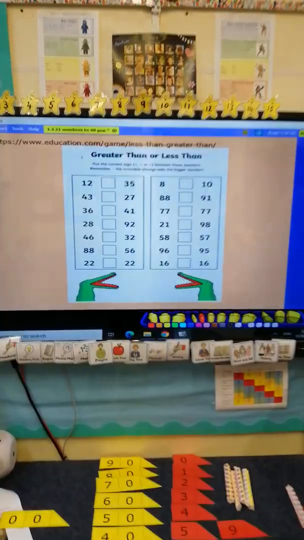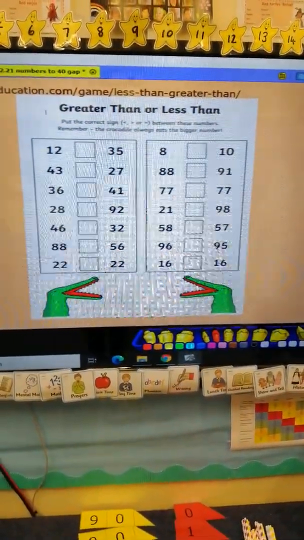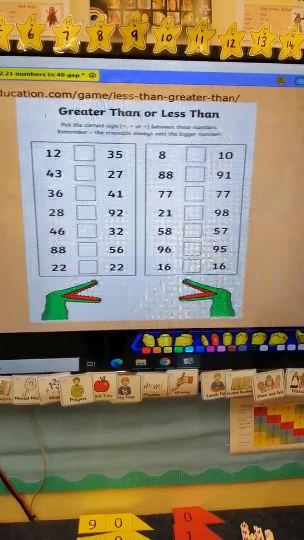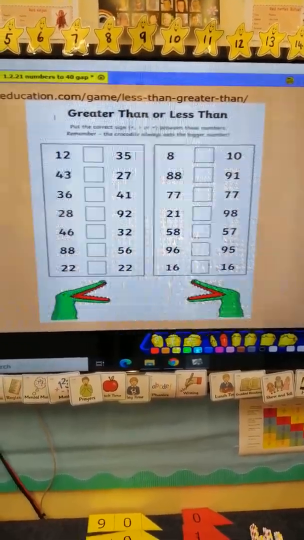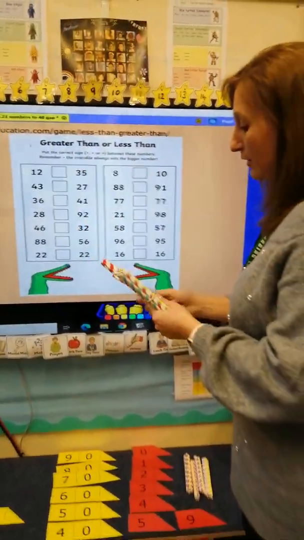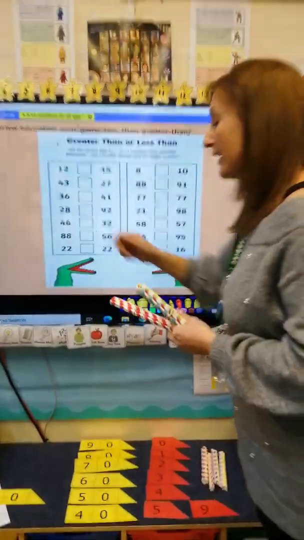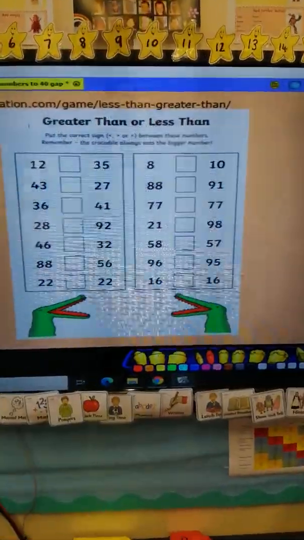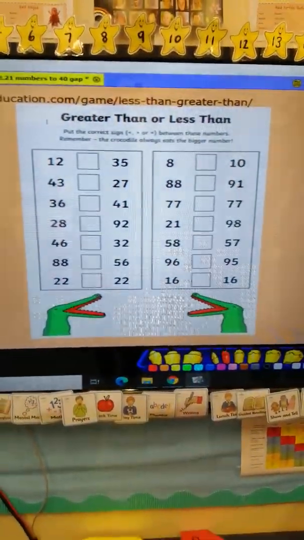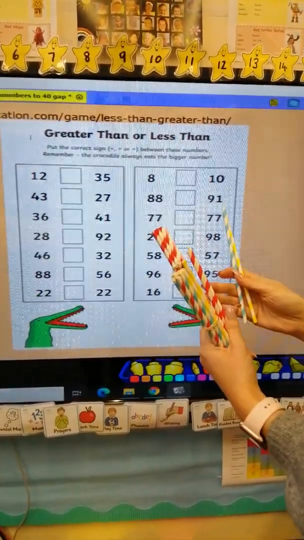So, today's task is not in your Maths No Problem book. It's to use the greater than and less than symbols. Remember, the crocodile will always eat the biggest number. So what you're going to do is have a go using your straws to represent the number 12. 12 is made up of 1 ten and 2 ones. You're going to use your arrow cards to remind you. 1 ten and 2 ones. Okay, that's my number 12.